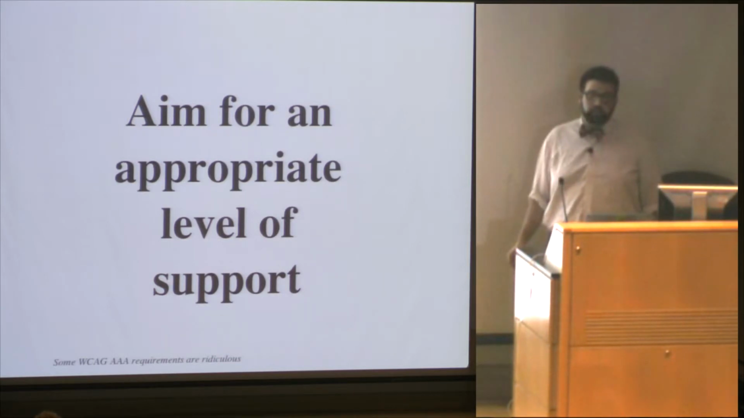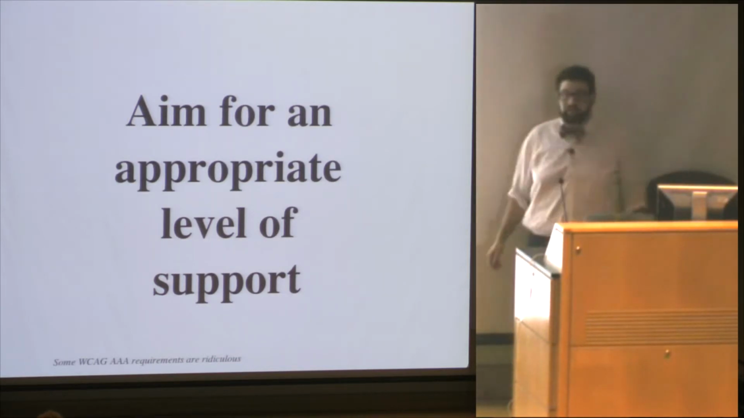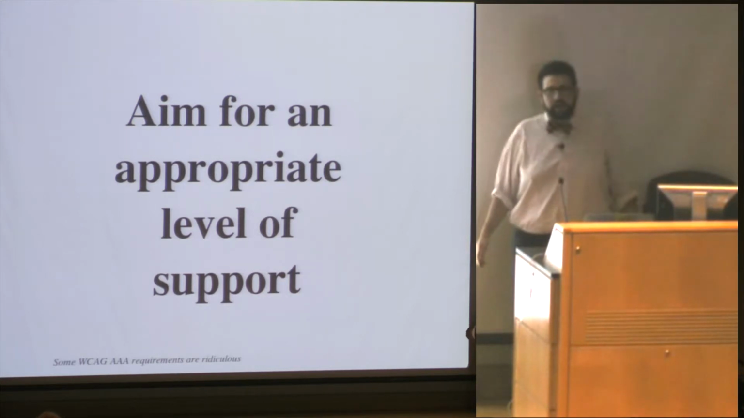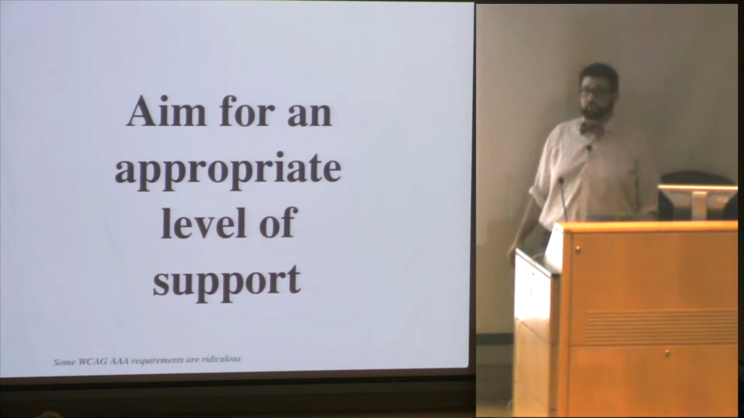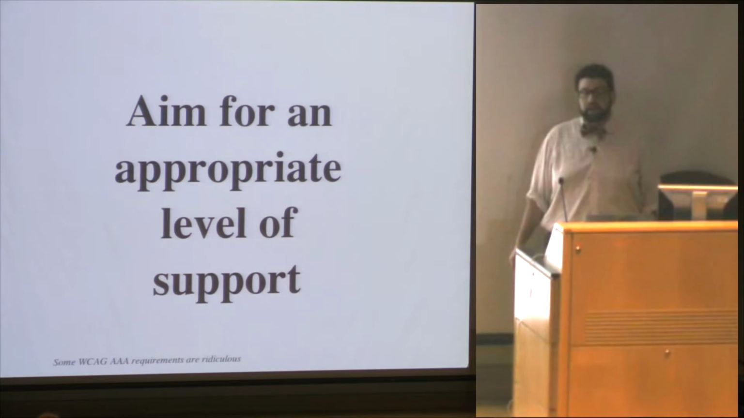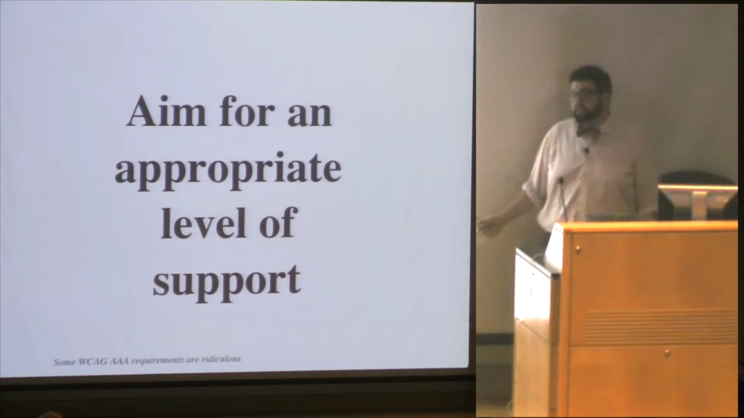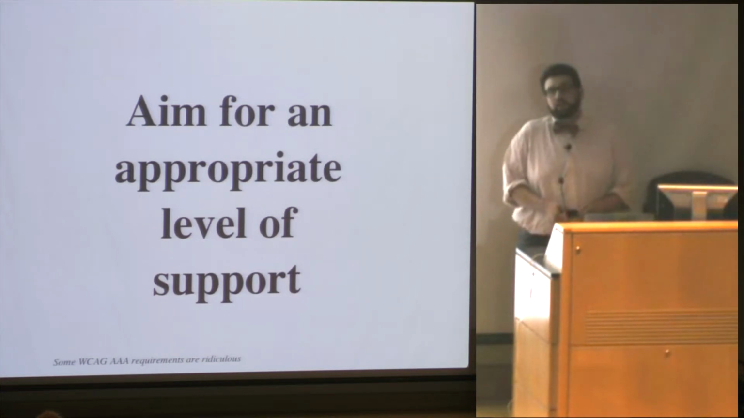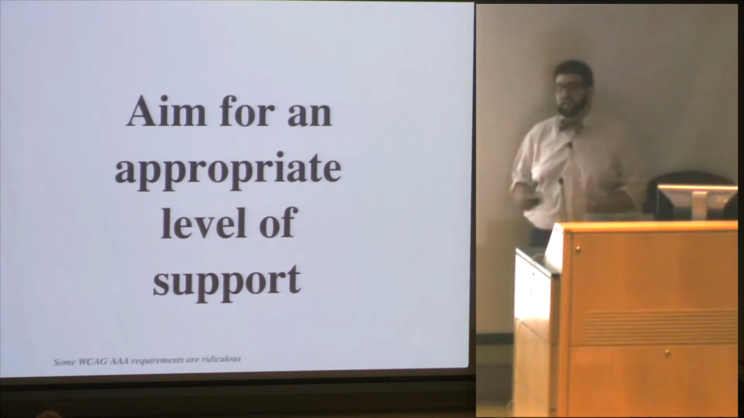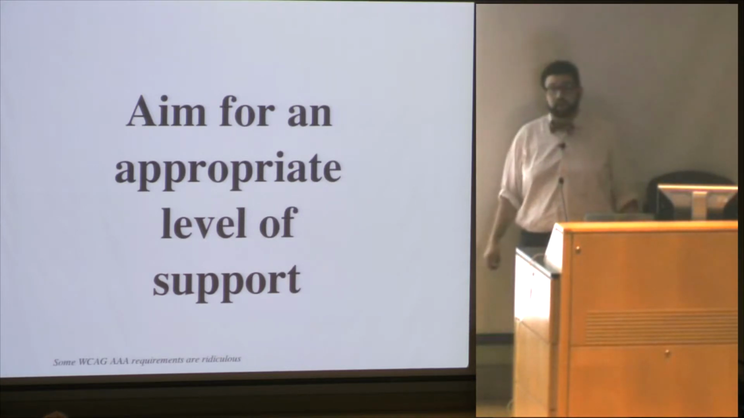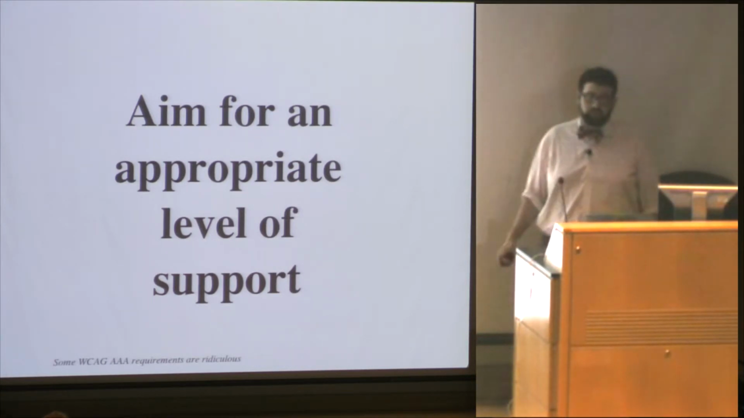Next is to aim for an appropriate level of support. As I mentioned, some of the AAA guidelines or requirements are, in my opinion, over the top, ridiculous, and it's not worth the time to try to follow them. They're good, lofty goals, but it's much better to aim for an appropriate level of support. Sometimes you're going to have a page that's incredibly under-trafficked that you just decide it's not worth your time and effort to make more accessible. You have to aim for what's going to actually get you the biggest bang for your buck and what's really going to help the most users in the shortest amount of time.